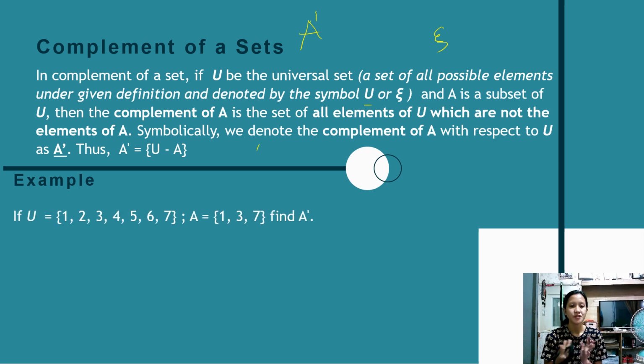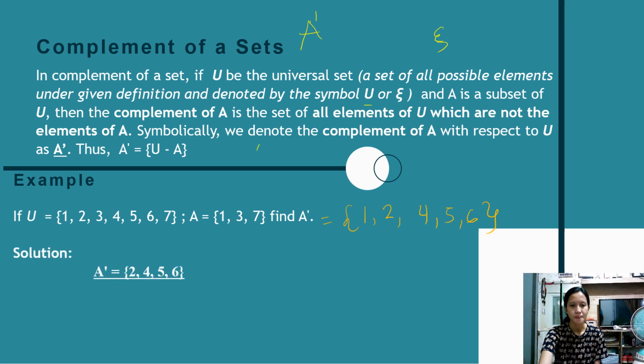So, if U is 1, 2, 3, 4, 5, 6, and 7, and A is 1, 2, and 7, the complement of A is U minus A. So A complement is just equal to 2, 4, 5, and 6. Sorry, we do not have the number 1 here. So 2, 4, 5, and 6 is our answer for A complement.